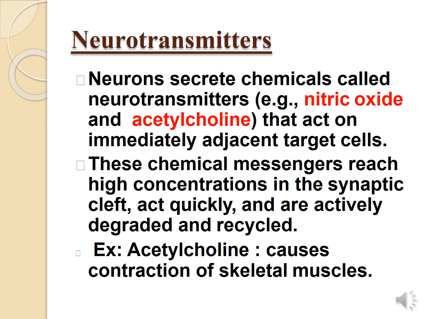Neurotransmitters. Neurons secrete chemicals called neurotransmitters that act immediately on the adjacent target cells. These chemical messengers reach high concentration in the synaptic cleft, act quickly, and are actively degraded and recycled. Example, acetylcholine causes contraction of the skeletal muscle.